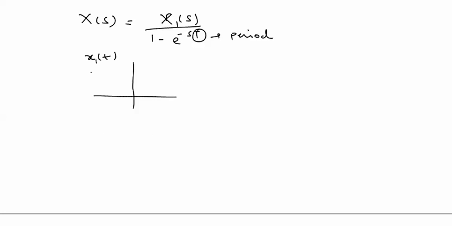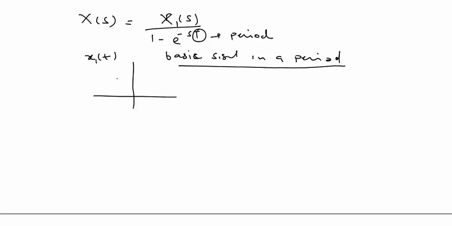X1(s) is the basic signal. The basic signal in a period. In a complete period, a basic signal. It may be a rectangular pulse. For all types of periodic pattern, we can calculate the Laplace transform for them. This type of periodic pattern I am using here.